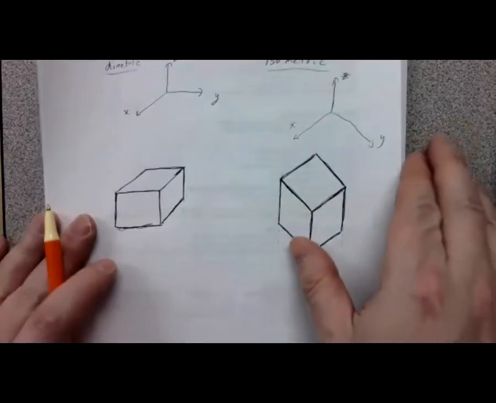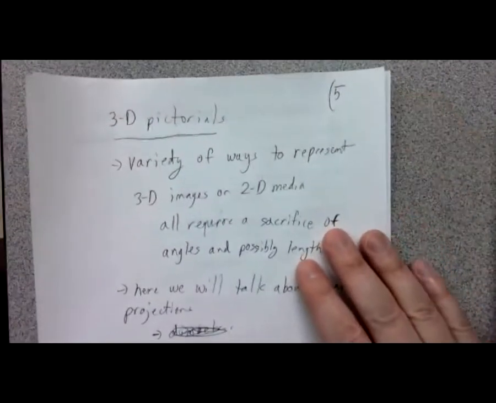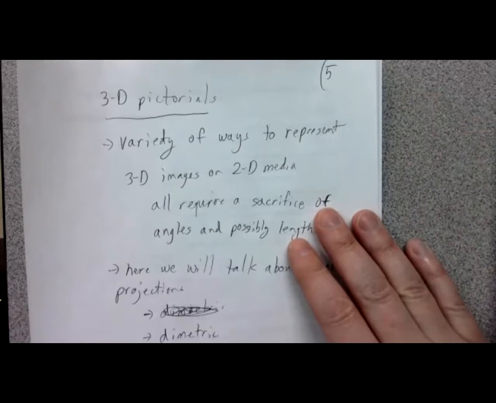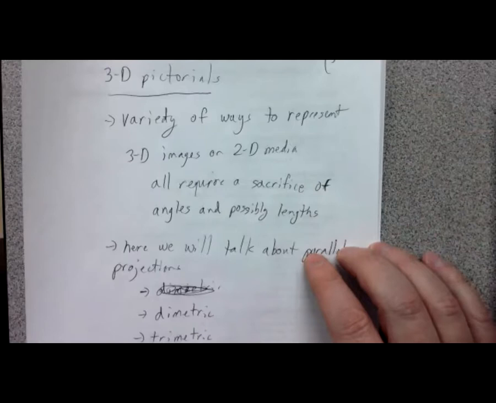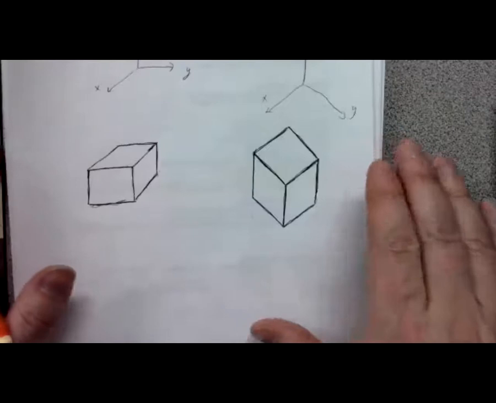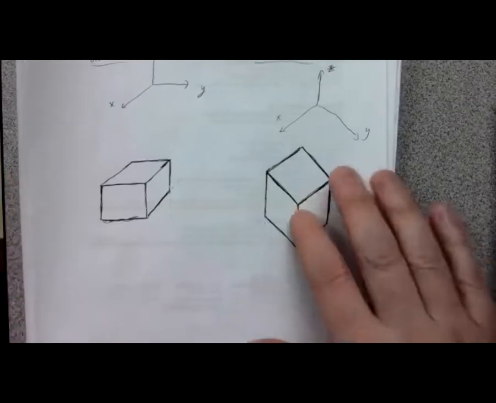Again, these are examples then of pictorials. A pictorial represents a 3-dimensional image on a 2-dimensional medium. It requires a sacrifice. In this case, we're for sure going to sacrifice the angles, but we're going to do it in a consistent fashion. A common thing we'll do in a lot of multi-view drawings is include an isometric pictorial. So we'll include front, top, and right projections, and then an isometric pictorial.